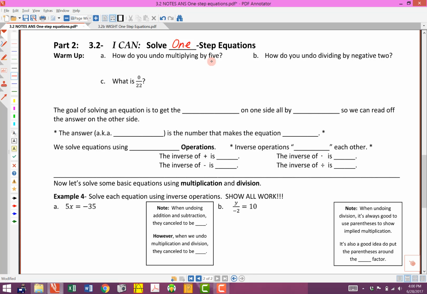Well, remember we talked about inverse operations, add, subtract, multiply, and divide, and how some of them undo each other. So how do we undo multiplying by 5? Well, we would divide by 5. That would undo multiplying by 5.